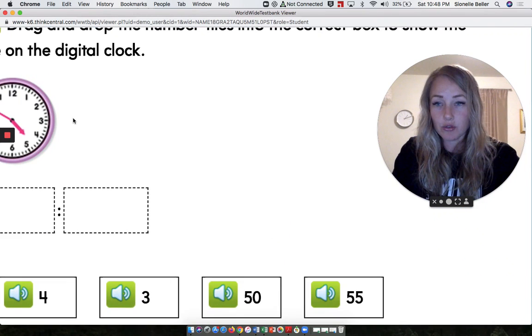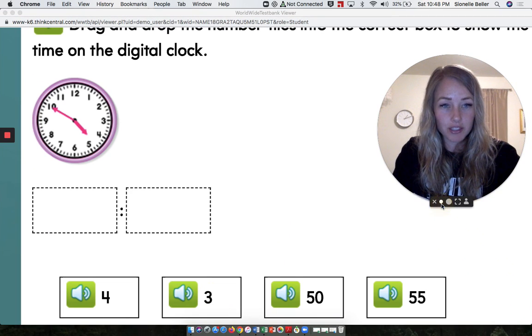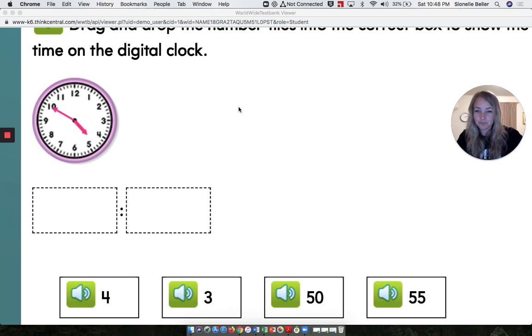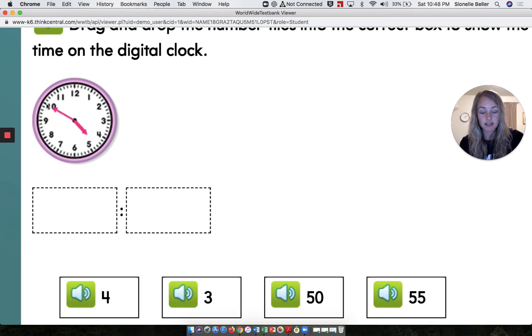I'm going to zoom in on this clock and make me smaller. Okay. Here's the digital clock. The shorthand is the hour. The longhand is the minute. So this one is shorter right here, so this is the hour. This one is longer, so this is the minute.